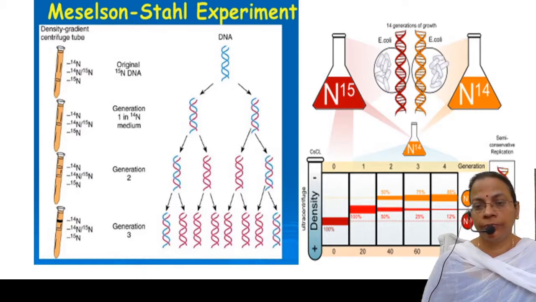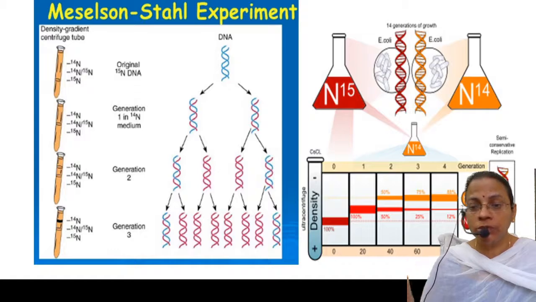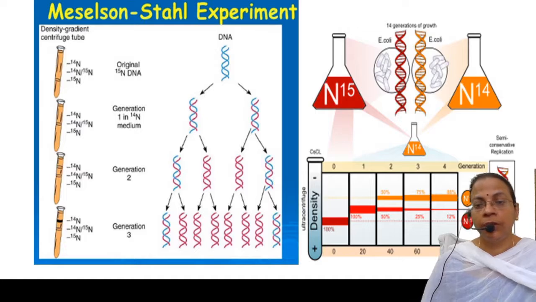in cesium chloride. They found two sets of DNA: one set was at the intermediate density and the other set was deposited at the top. The one deposited at the top was light, and both of its strands were N14. The intermediate one was hybrid, that is, one strand was N15 and the other strand was N14. And they were not able to isolate any heavy type of DNA.